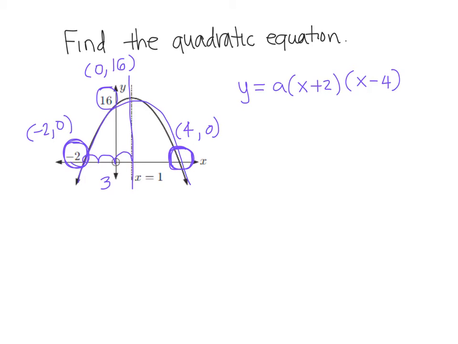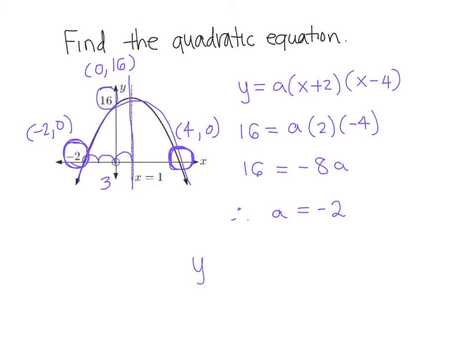When x is equal to 0, y is equal to 16. So 16 is equal to a times 2 times -4. 16 is equal to -8a. Therefore, a must be -2. The quadratic equation, therefore, will be y is equal to -2 times (x + 2) and (x - 4).